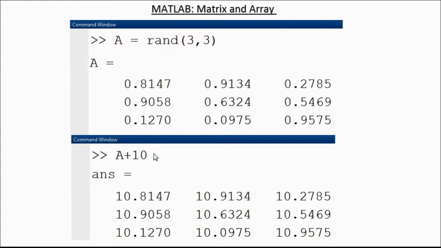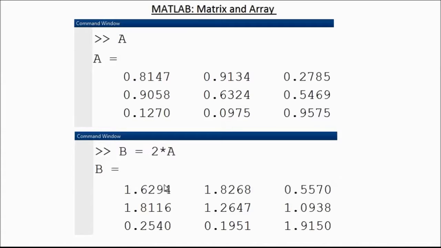MATLAB syntax A + 10 means that 10 gets added to every element of the A matrix. So 10 is added to every element of A, so that A11, the first column element, is now 10.8147. So MATLAB adds this 10 to every element of the A matrix.